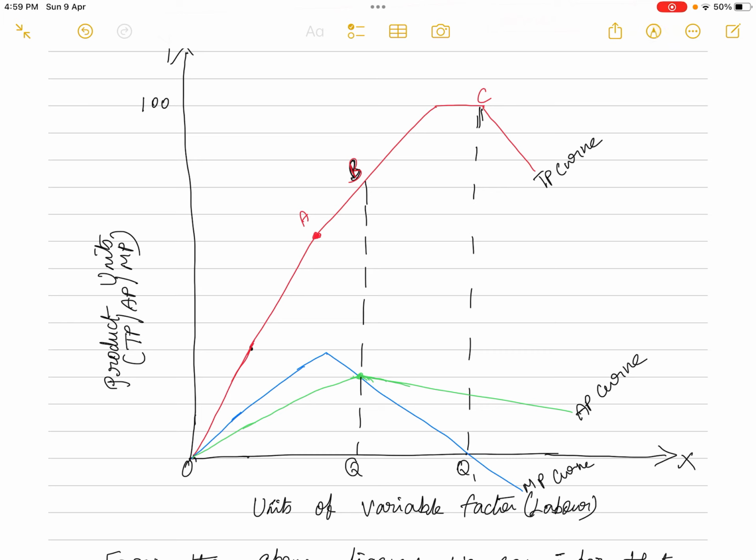So now start from the origin because we started from 0. Just mark this point 100. 100 TP is maximum. I'll just mark it in the dotted lines for your understanding. So just keep drawing the total product up to point A, which should be steep. After that it should be slightly slanting, and it reaches the maximum point, and then it should start decreasing.